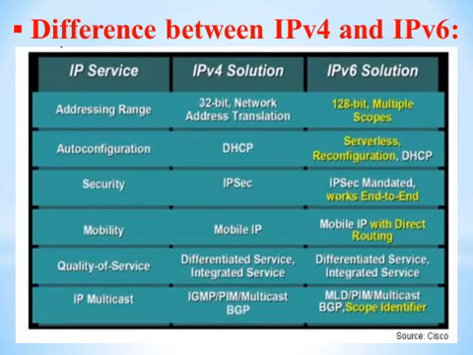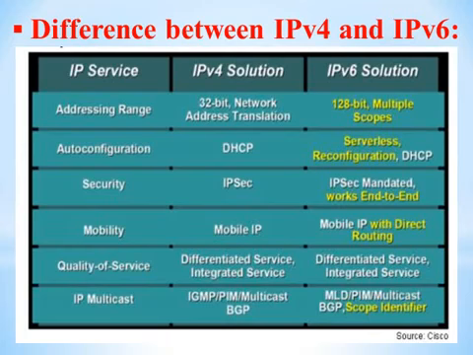The second service is auto configuration. In IPv4 there should be dynamic host configuration protocol, that is DHCP, whereas in IPv6 there is serverless reconfiguration, or it may be DHCP, dynamic host configuration protocol. The third IP service parameter is security. Here in IPv4 there is IP security, whereas in IPv6 IP security is mandated and works as an end-to-end service.